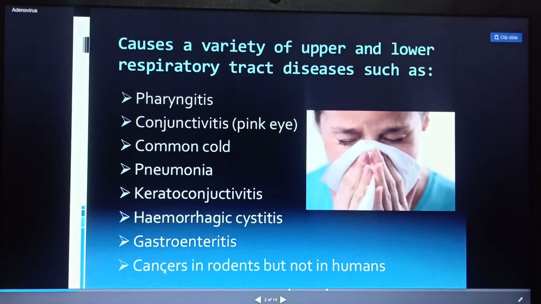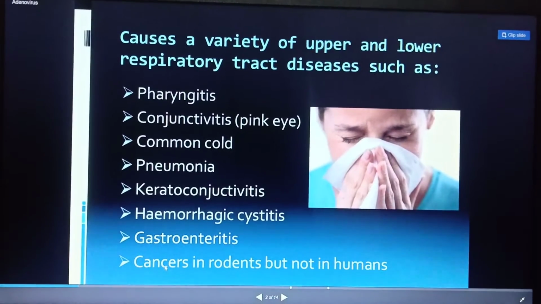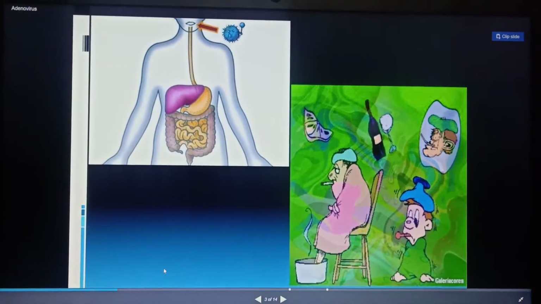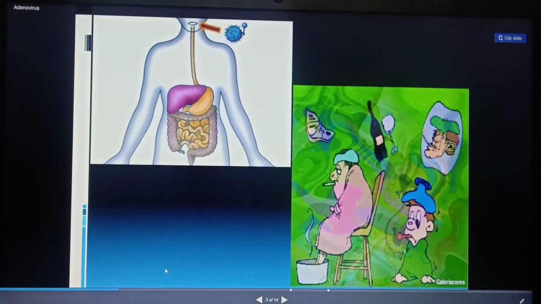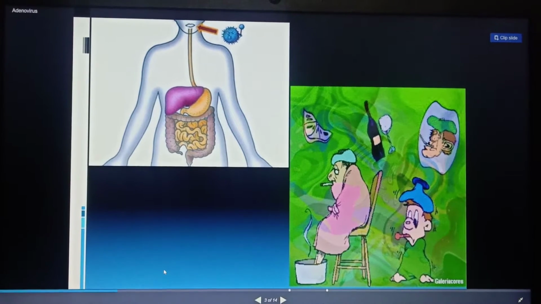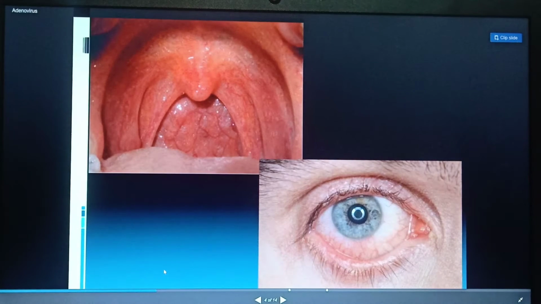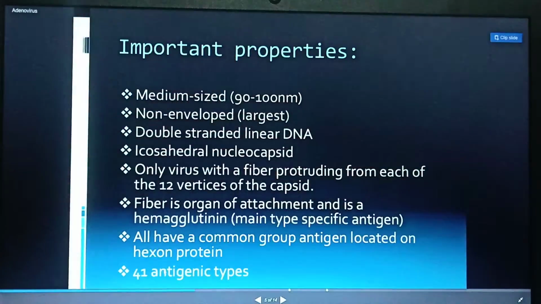And some cases of hemorrhagic cystitis, inflammation of the bladder, and gastroenteritis, and cancers in rodents but not in humans. Okay, so the adenovirus infections cause cancer in rodents only, but in humans they do not cause any cancerous effect. Here in the pictures they are showing the symptoms and features we have discussed. This is conjunctivitis and keratoconjunctivitis, and the pharyngitis, where you can easily observe the inflammation.